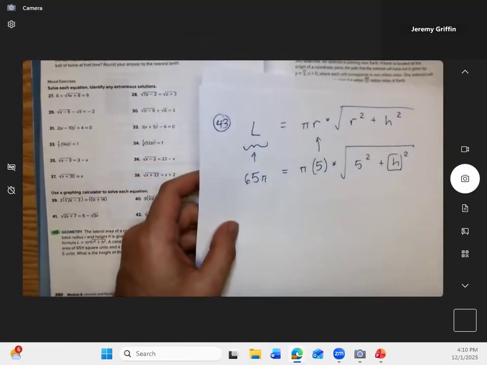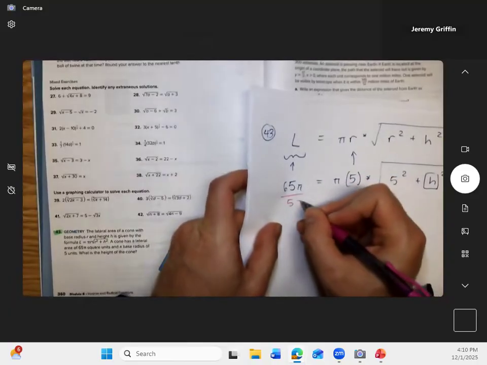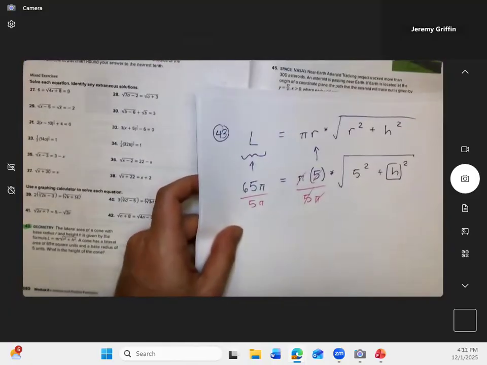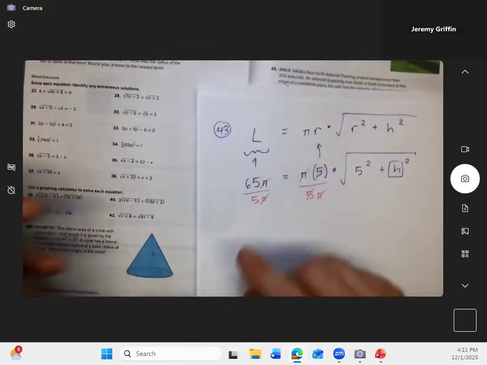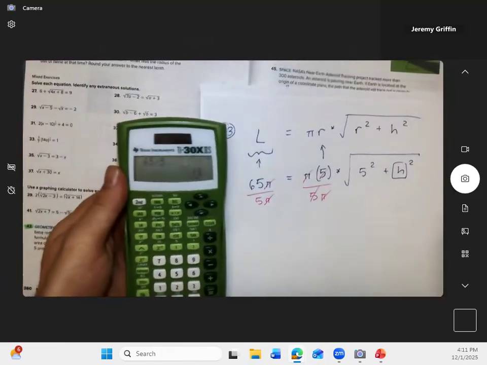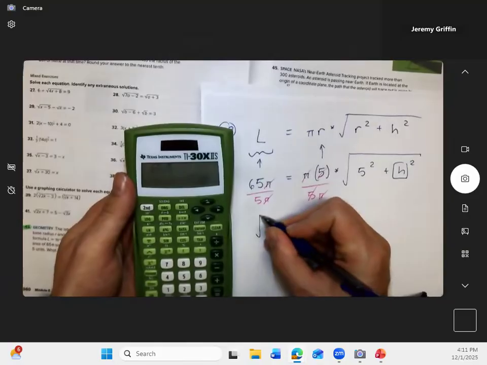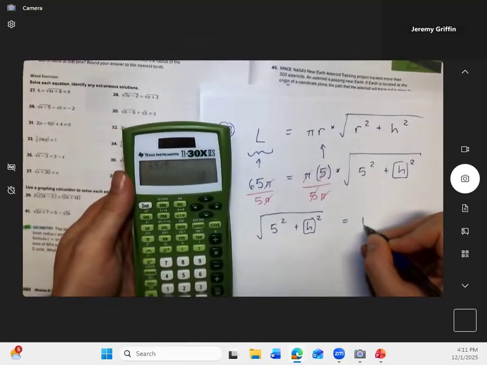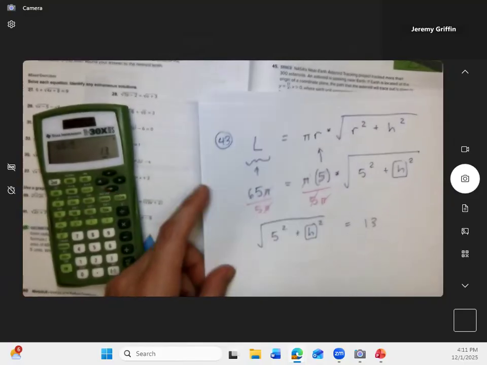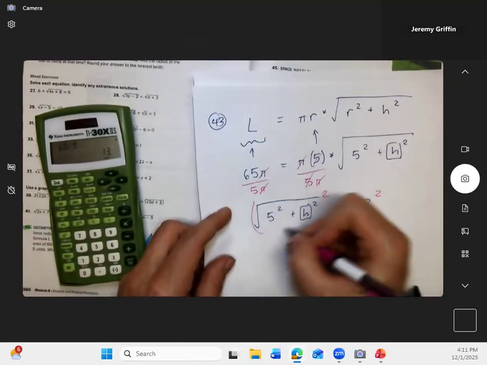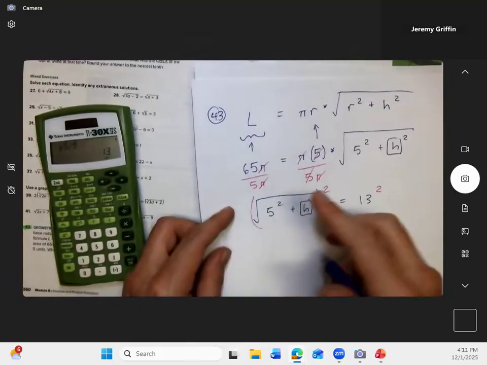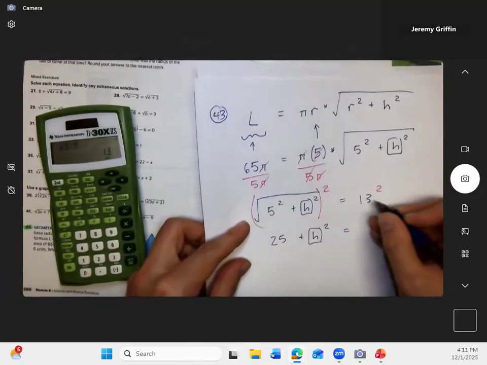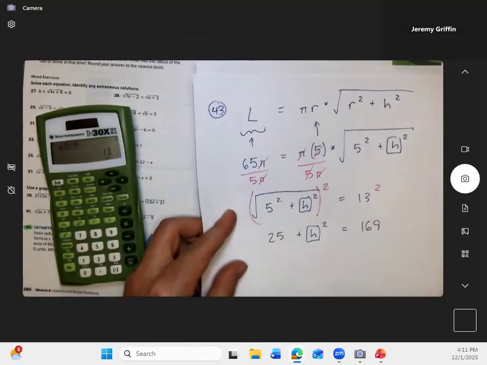All right. One thing I see right away is I could divide both sides by 5 pi. Yeah, that'd be a good first step. So that cancels. I think it's 13, isn't it? 65 over 5, yeah, 13. Here, I'll swap both sides while I'm at it. So the root of 5 squared plus h squared equals 13. Square both sides, so the square and the root cancel. While I'm at it, 5 squared is 25. So I've got 25 plus h squared equals 169. Then subtract 25.